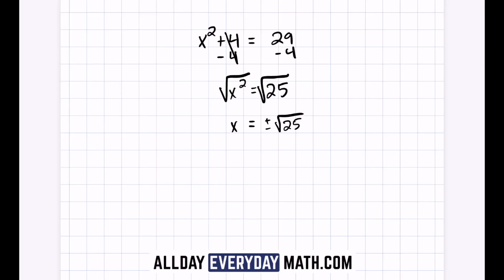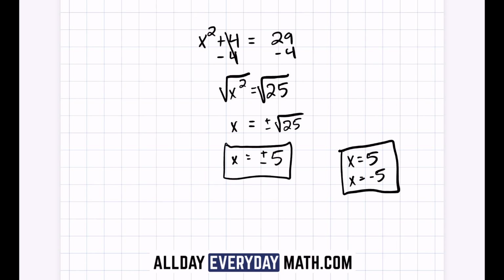So obviously the square root of 25 is just 5 because 5 times 5 is 25. So we'll have x equals positive and negative 5. And if you want to, you can break that out into x equals 5 and x equals negative 5, but either way works. And that would be our answer for that problem.